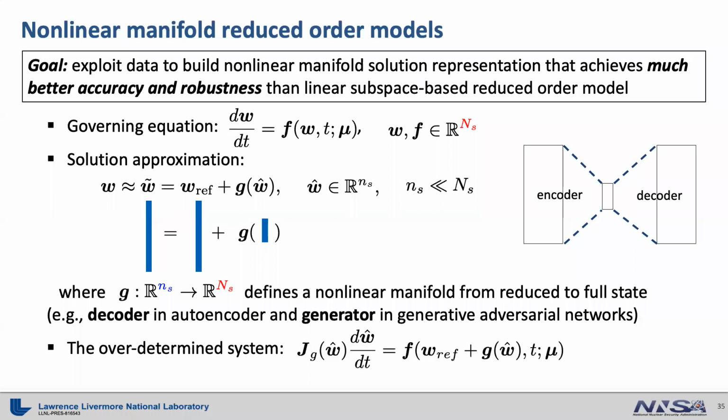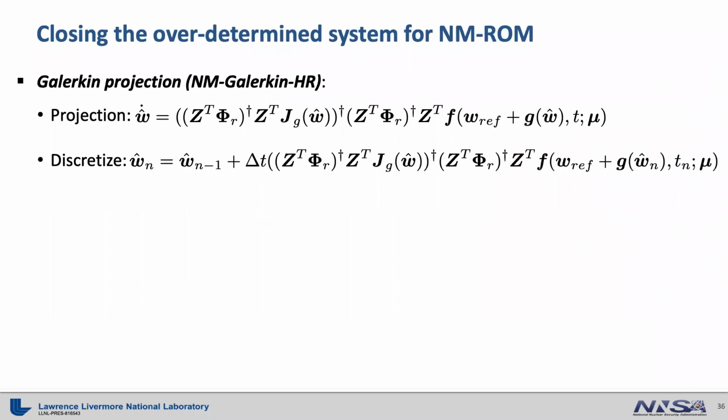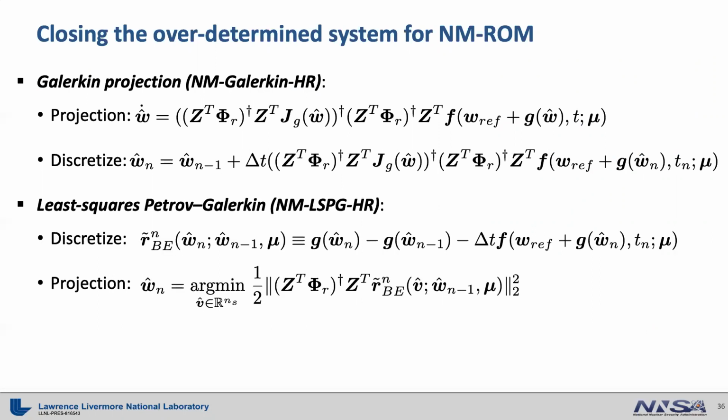Then we plug this nonlinear manifold solution representation into the governing equation and obtain the overdetermined system as usual. So you have to close the overdetermined system. There are two different ways. The first one is applying the Galerkin projection to obtain the reduced ordinary differential equation, and then discretize in time to get fully discretized nonlinear system of equations.